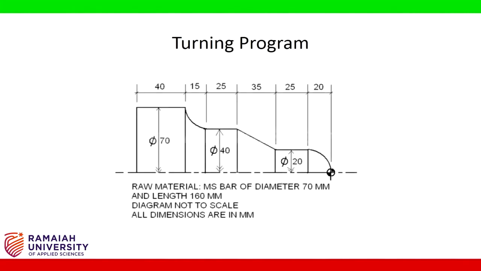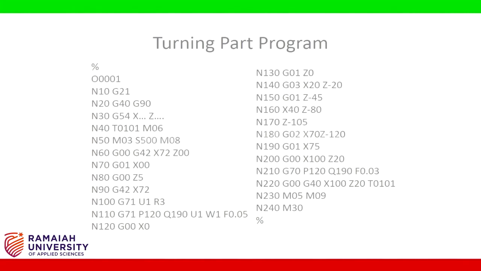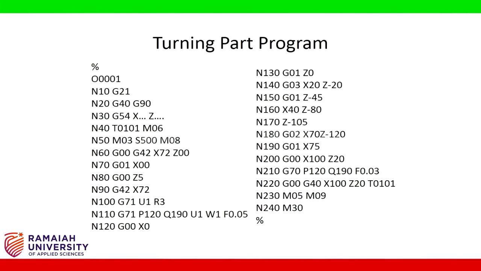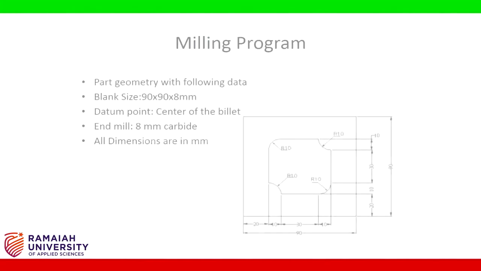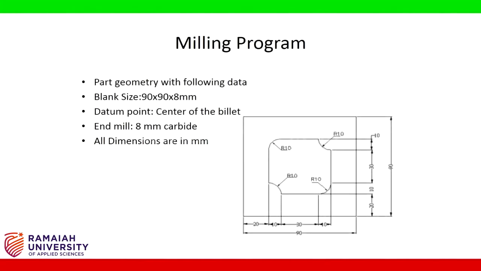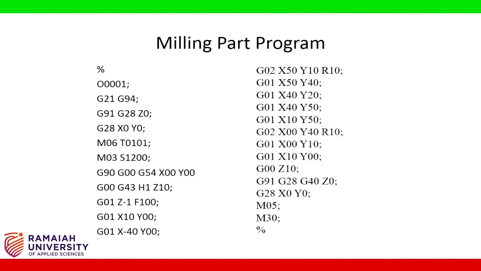Turning program. Students, see the part drawing and other details for the turning operations like facing and plain turning operations using a CNC turning machine. See the manual part program for turning operation. Milling program. Students, see the part drawing and other details for the milling operations like straight and contouring operations using a CNC milling machine. See the manual part program for milling operation.